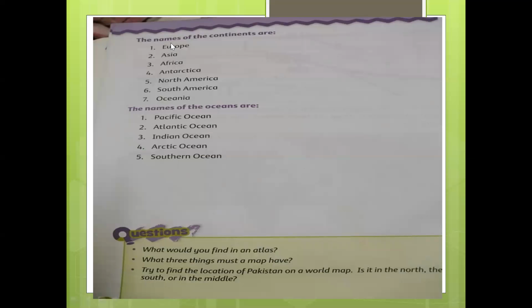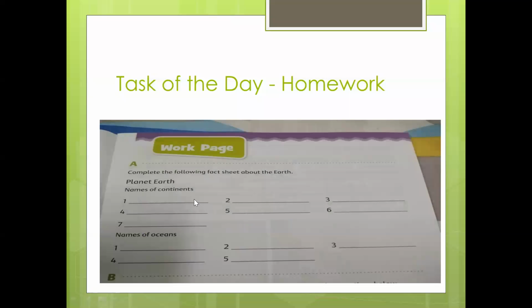Like these are the names of the continents: Europe, Asia, Africa, Antarctica, North America, South America, Oceania. You can see their first initial letters are capital. So you are also supposed to write their first letters as capital. For the oceans, you would write the 5 oceans' names with their first letters as capital, and the word Ocean's O would also be capitalized with each name. Okay. So this is your task of the day.